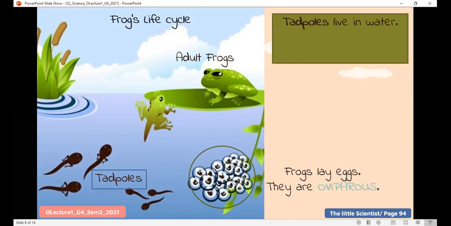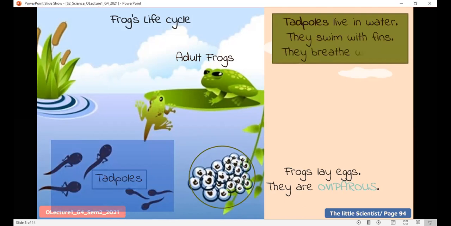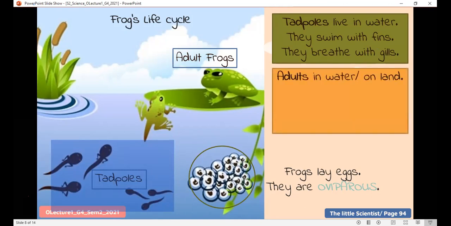I'm talking now about the young frogs, the small frogs swimming in water. These baby frogs cannot leave the water. So they need fins to swim and gills to breathe, like fish. They are still babies. While adult frogs, big frogs, can live in both places, in water, but also on land.